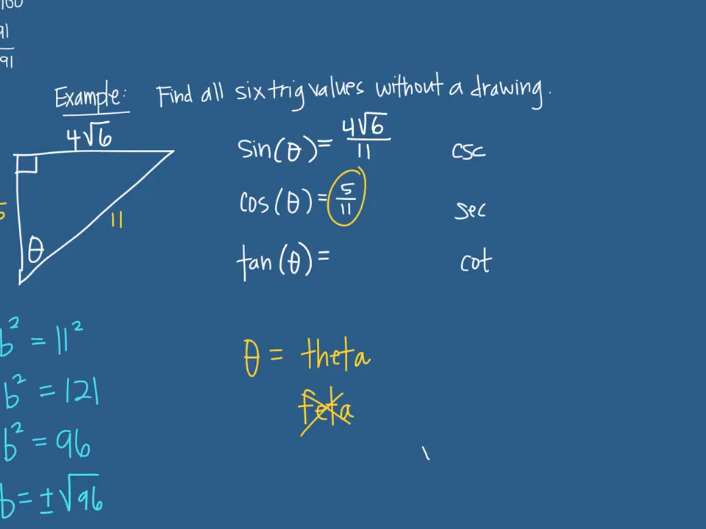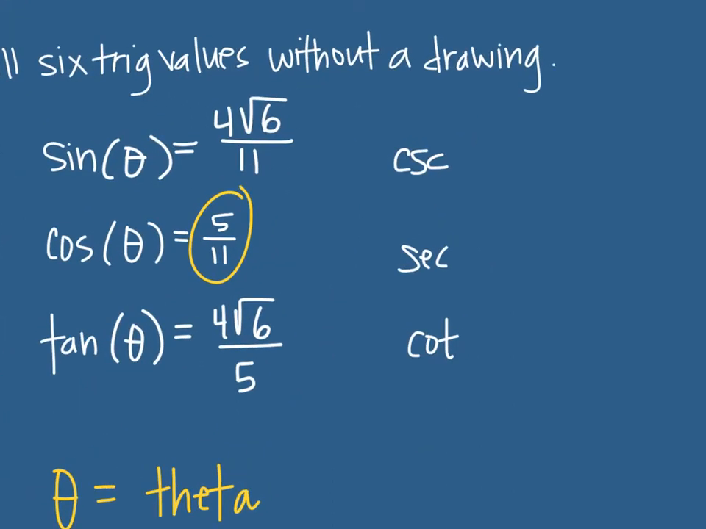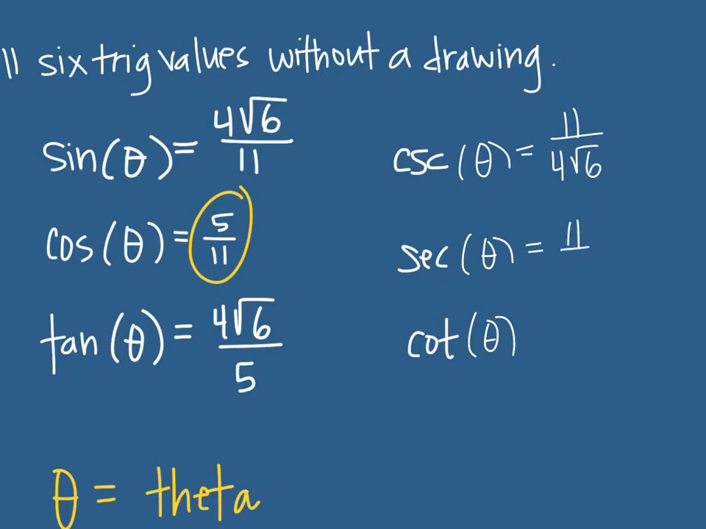And so we want TOA, so we want what's across from that, 4 rad 6, and what is adjacent to it over 5. So now we've got the first 3, which means the second 3 come really quickly. The second 3 are fast. Make sure you put theta in all of them. And then flip the values. So 11 over 4 rad 6, 11 over 5, and 5 over 4 rad 6. And again, it's really okay to leave the square root in the denominator.